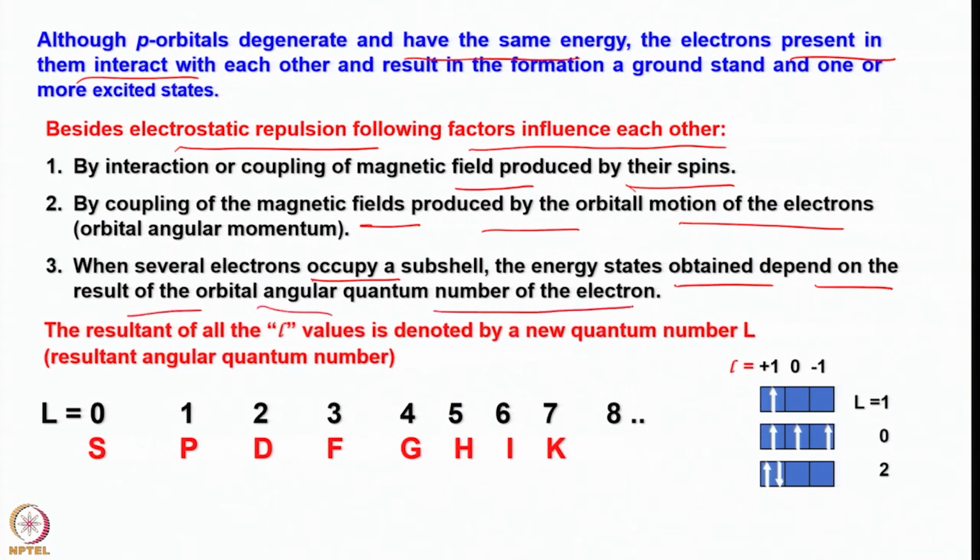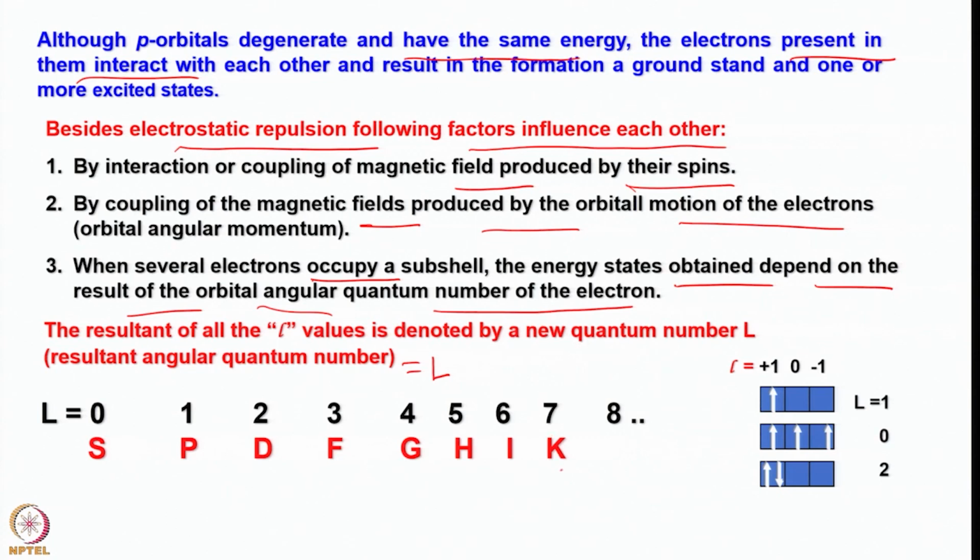So these points should be remembered. The resultant of all the l values is denoted by a new quantum number L, that is called the resultant angular quantum number. It can take values from 0 to n, and for 0 the term is S, for 1 P, for 2 D, and 3 F, 4 G, 5 H, 6 I, K comes. J is excluded because J we are taking for spin orbit coupling.